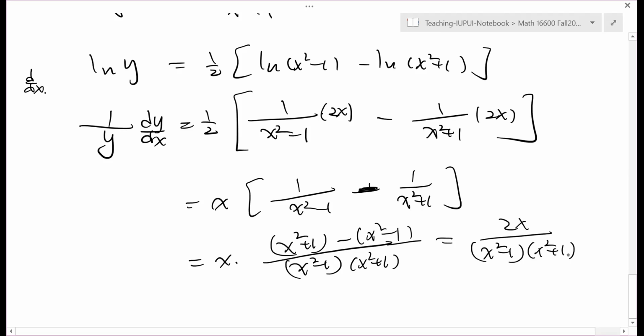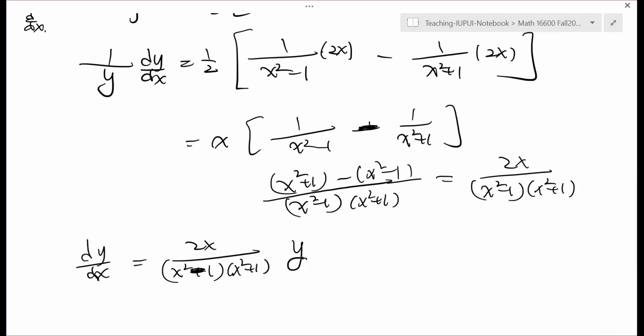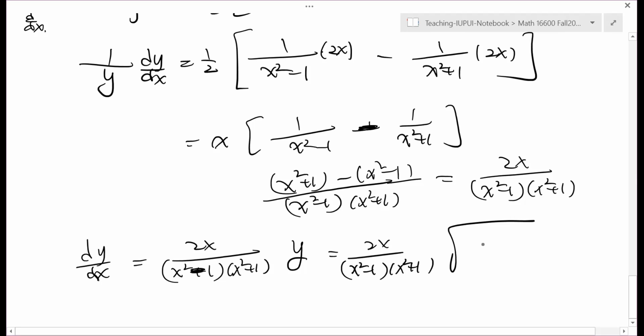Okay. But this is not the final answer yet. We want to find the derivative of y with respect to x. So from the above expression, the derivative of y with respect to x is 2x over (x squared minus 1)(x squared plus 1), times y. So what is y? Y is already given. Y represents the square root of (x squared minus 1) over (x squared plus 1).